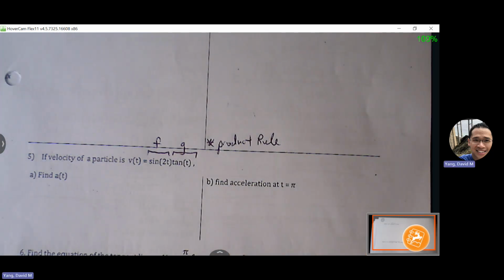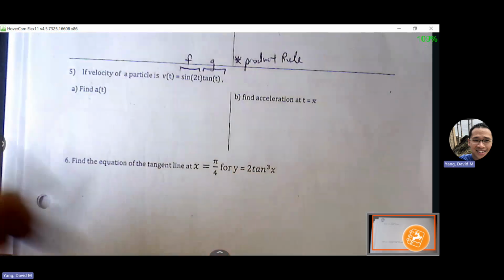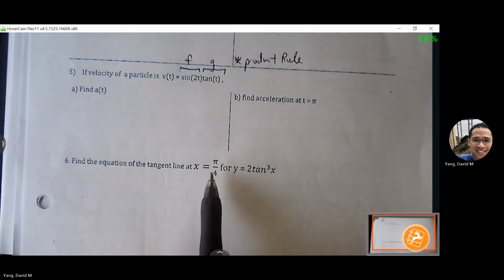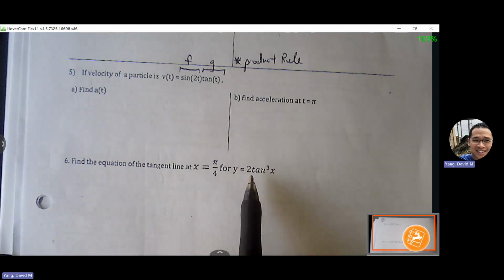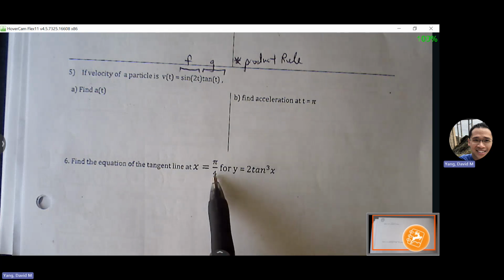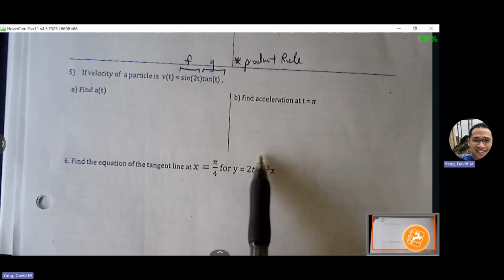Okay. But what I do want to do with you is number 6. So number 6, let's go do that together. Find the equation of the tangent line at x equals pi over 4 for y equals 2 tangent cubed x. So we're going to find the derivative, find the ordered pair, find the slope, point slope form. But if I want to find the derivative, what should we do first?